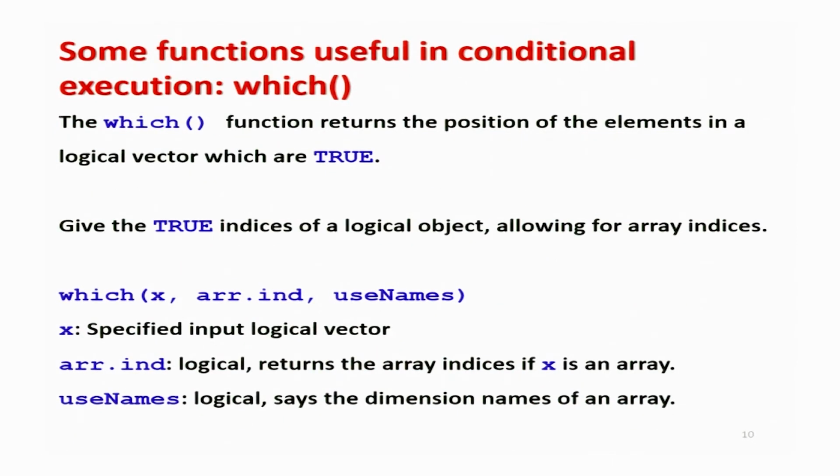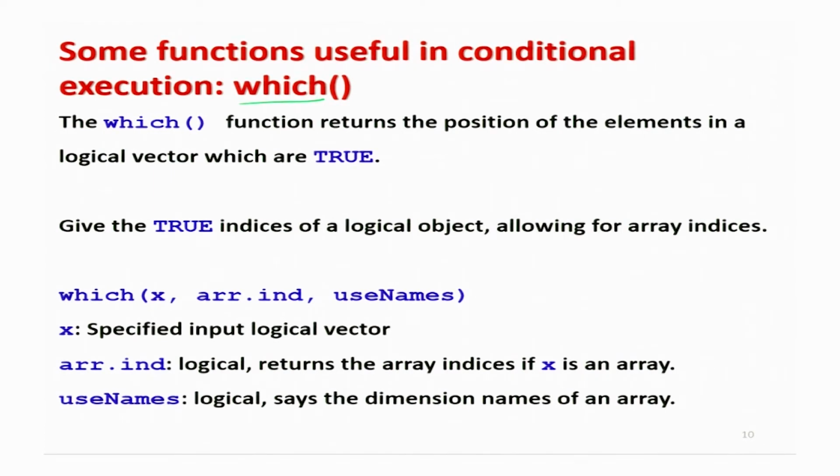And now, after this I try to give you some details about another simple operation which is very useful in conditional execution. This is which, WHICH, and you know what is the meaning of which. Exactly in the same way, this command is also used in the R software. When you use the which command, it will give you the position of the element in the logical vector where the outcome is true, right.